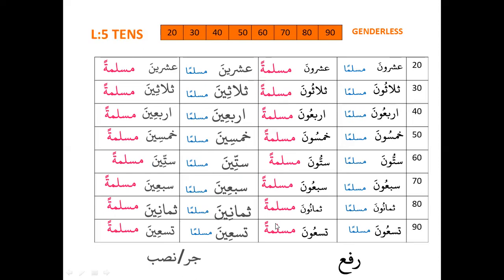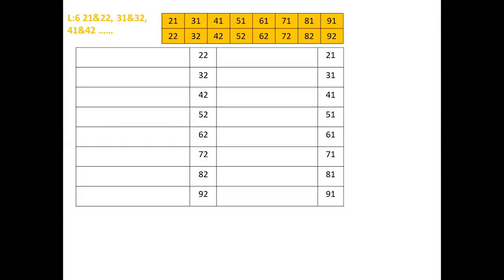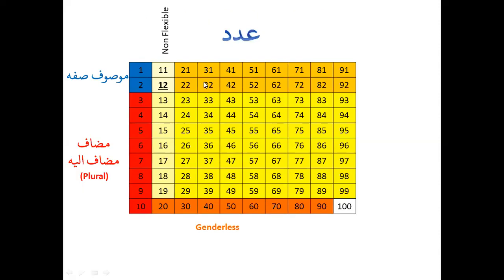Please look at the tamiz. The madud is the same everywhere. It's singular, common, nasab. The only thing is that it's varying in gender, but you can see that it's the same singular common nasab all the way from 11 till 99. Okay. Let's sum it up a little. Mawsoof sifa, 1 to 10. Mudaf, mudaf ilayh. Your mudaf ilayh should be in plural. Non-flexible, genderless.